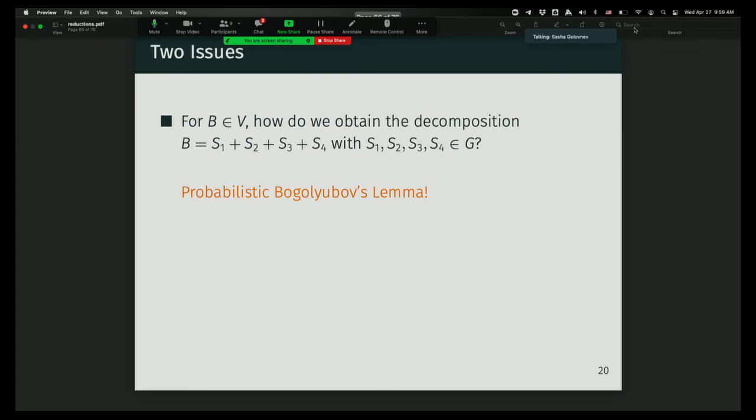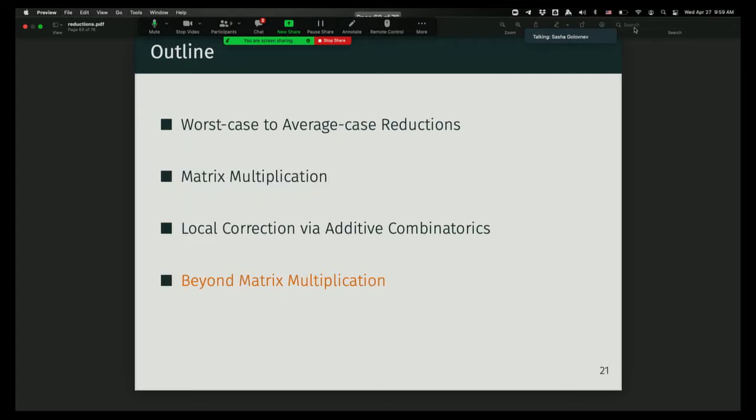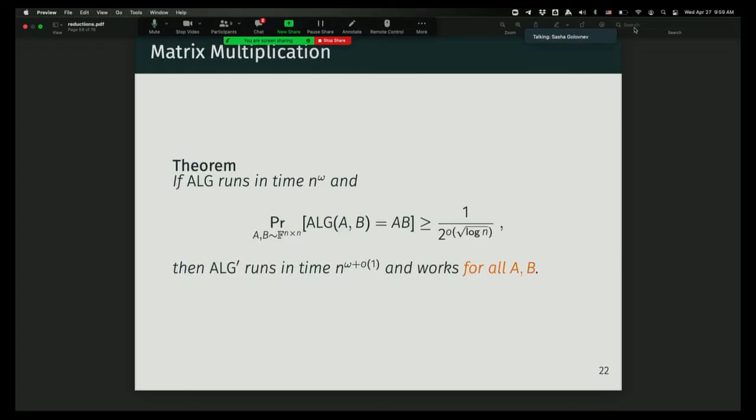All right, so we had two issues. We resolved them both. For the first one, we used a probabilistic version of Bogolyubov's lemma. For the other one, we used low-rank random matrix shift. Okay, let me mention in the last couple of minutes a few more applications. This technique seems to apply in a bunch of other computational settings too, even when you don't have a computer.